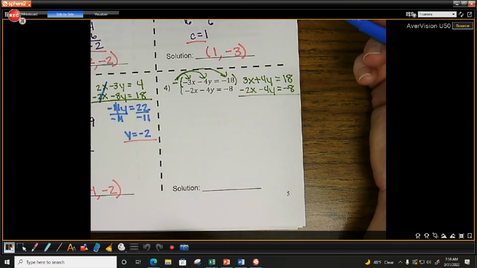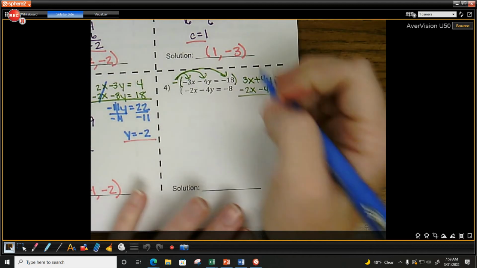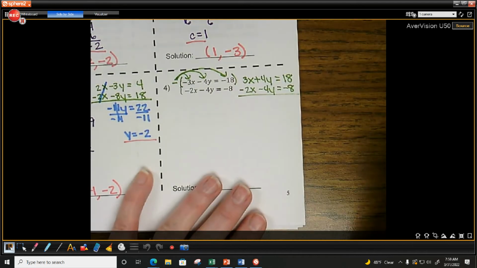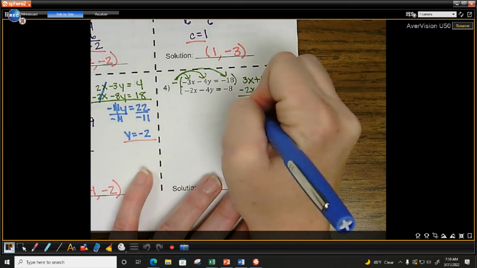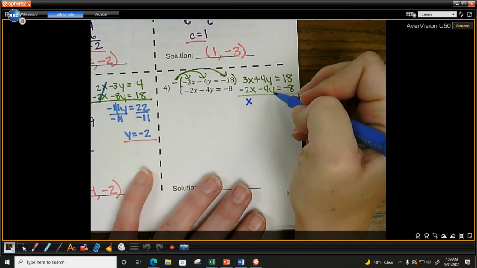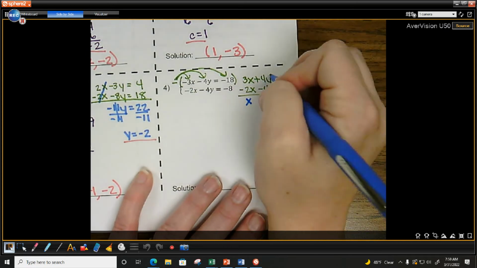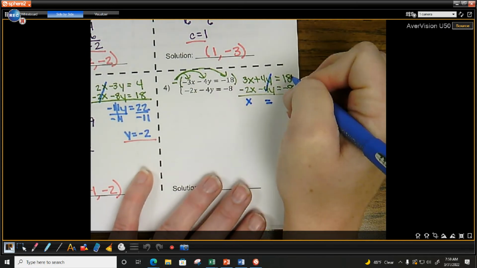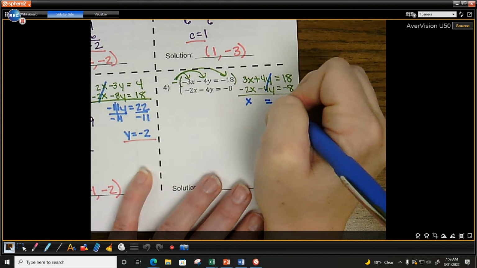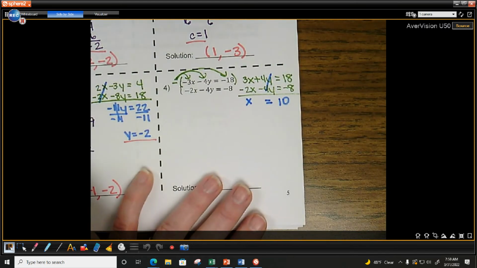Okay? So what's 3x's minus 2x's? 1x, which is also just x. What's 4y minus 4y? Gone. Equals, what's 18 minus 8? That one seemed pretty easy, right? X is all alone. We're done solving for x. X doesn't have a coefficient, so we don't have to keep going.